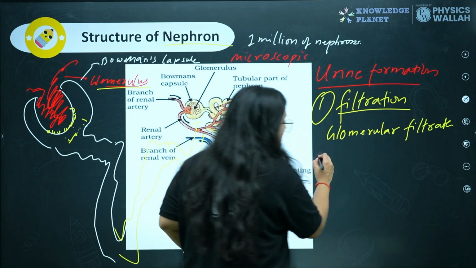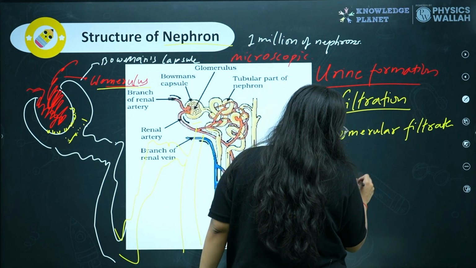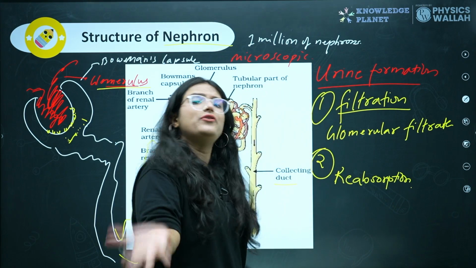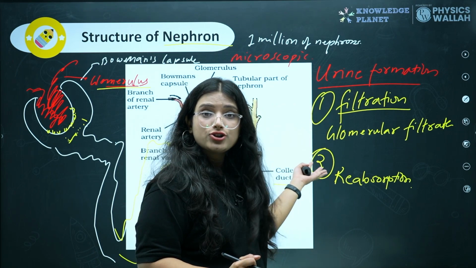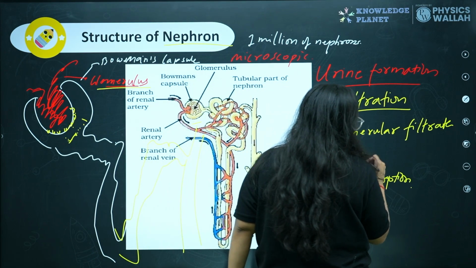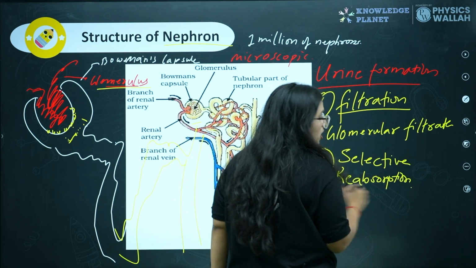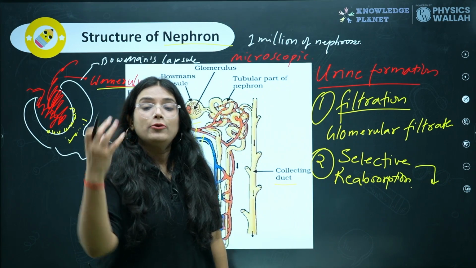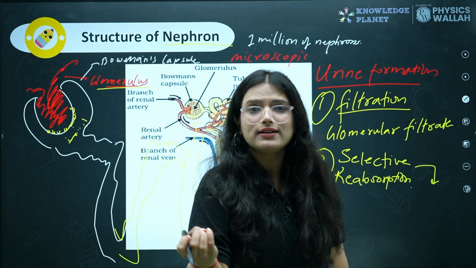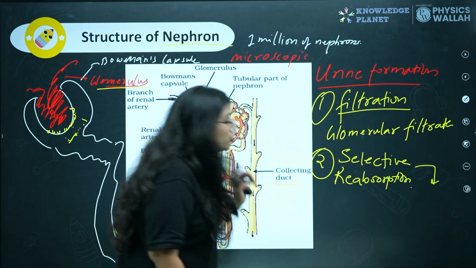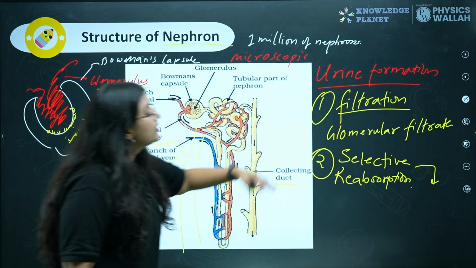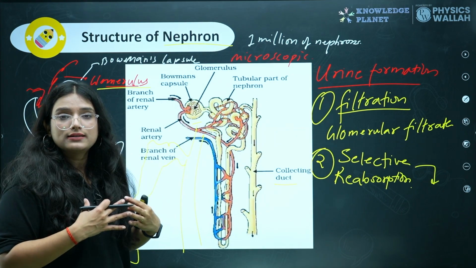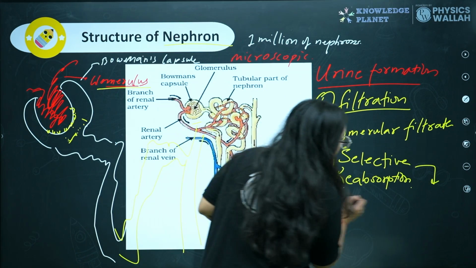So then what do we do? We need that useful substance. So the next step would be reabsorption. But of course, we cannot take everything back, right? Otherwise, what would be the use of filtration? So here it would be selective reabsorption, where we are taking in useful substances like glucose, amino acids, potassium, sodium, certain electrolytes. They are getting reabsorbed back into the blood so that we can get our important substances back.